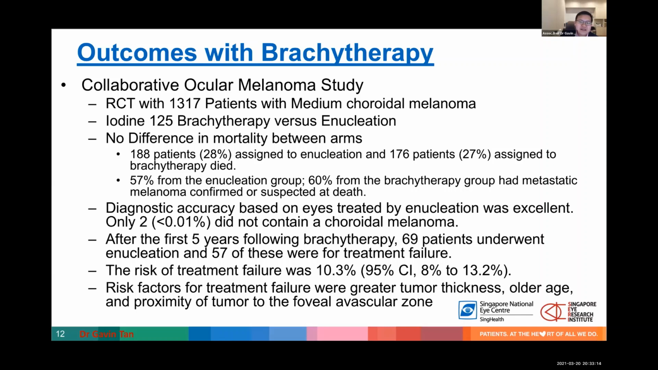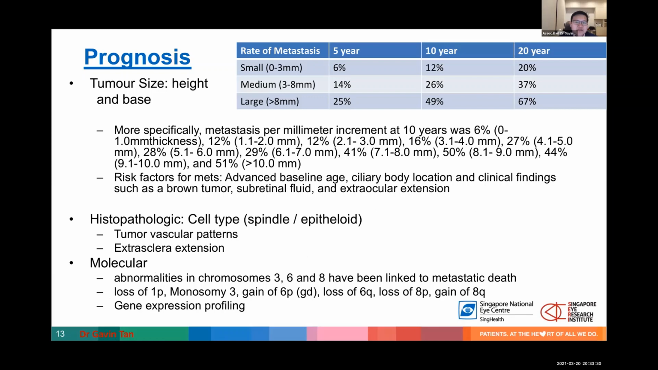The risk factors for treatment failure, as you would expect, are greater tumor thickness, older age, and of course, closer proximity to the foveal avascular zone. So if we talk about prognosis, it really depends on many factors. There is quite wide acceptance that we don't make that much of a difference to long-term mortality, whichever modality of treatment you choose, because there is often micrometastasis already present when the tumor is diagnosed. And those are the ones that drive the short and medium term mortality rate.